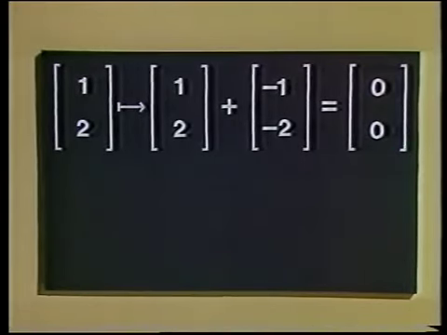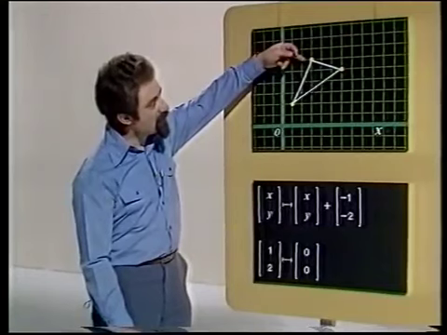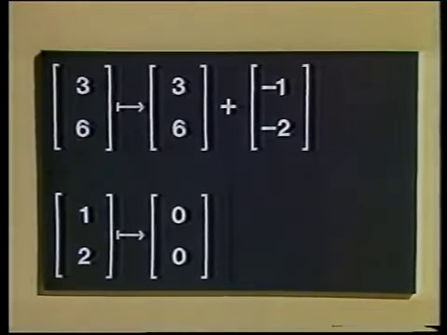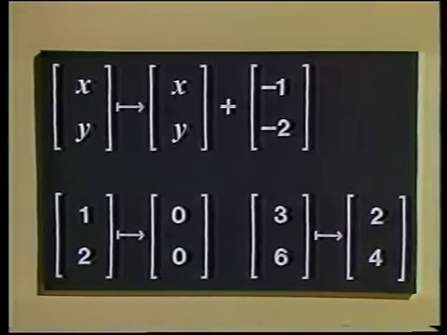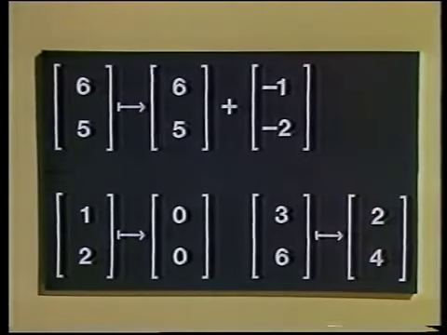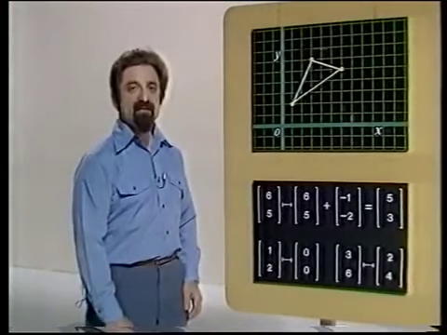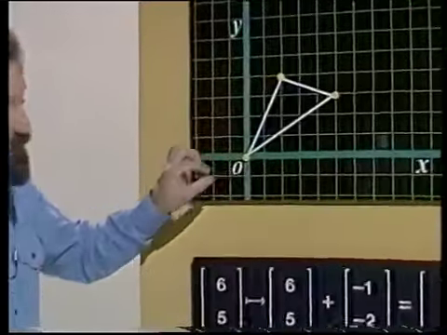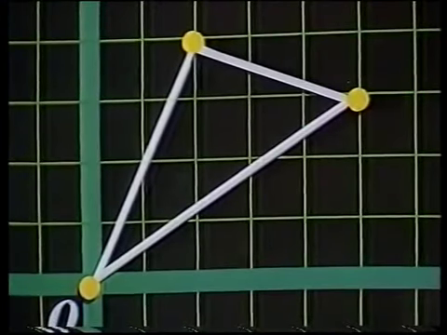Now let's save that result and do the same with the other vertices. Now I'll take the vertex at the top, that's (3, 6). The column matrix (3, 6) translates to (2, 4). Finally, the third vertex, (6, 5), translates to (5, 3). And this is what happens to the triangle under the translation. So that translation has got this vertex to the origin, and here's Mike to look at the next stage.